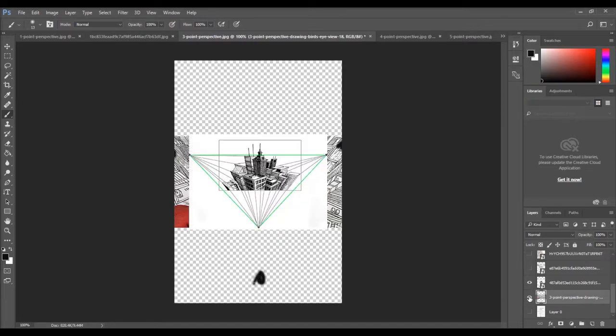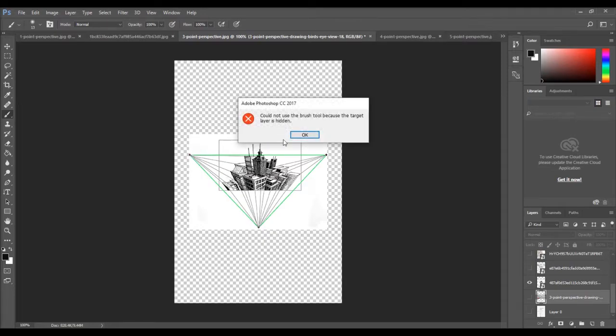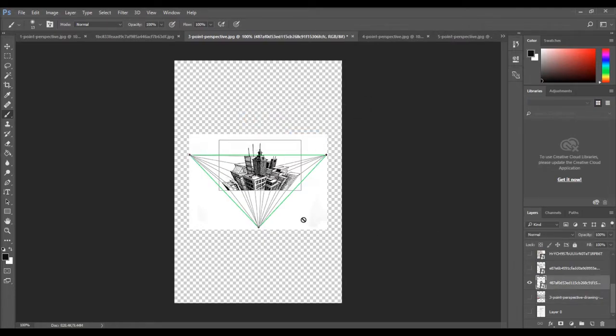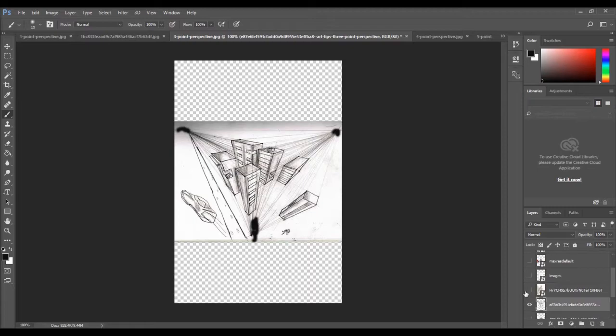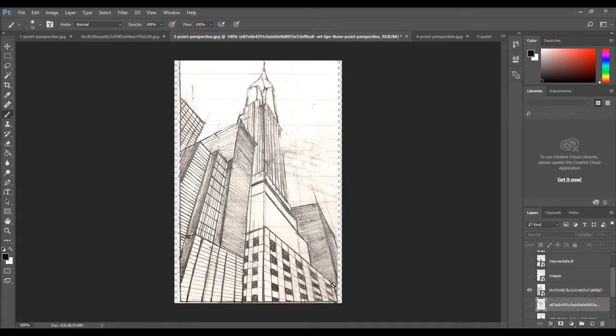Okay, 3-point perspective. Here we also see one point, second point and third point. It gives us a bird's eye view. Same thing here, one point, second point and third, it is also a bird's eye view. Okay, here we can also see two vanishing points on the horizon line and one vanishing point in the sky. It gives us an ant's eye view.